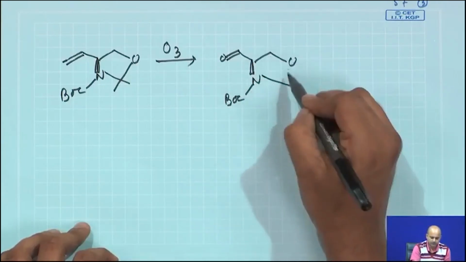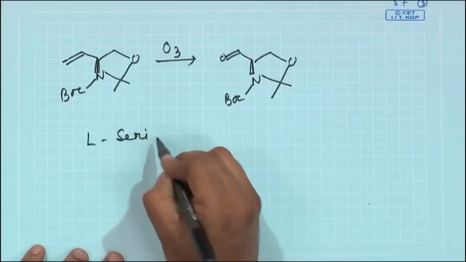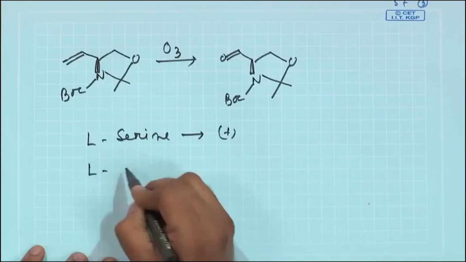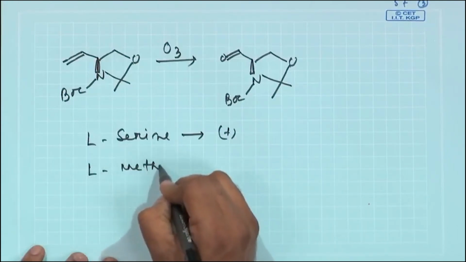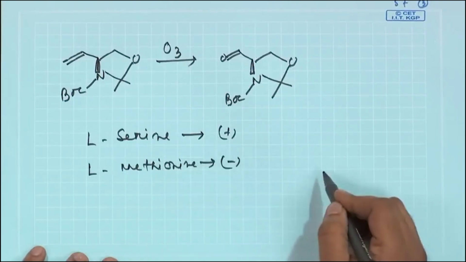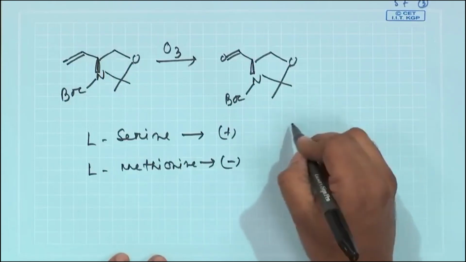So, this is nothing but the enantiomer of the Garner aldehyde. So, the same starting material or a similar kind of chiral sense. So, we are saying that L-serine gives you the plus enantiomer and L-methionine gives you the minus enantiomer. So, the divergence is basically coming from the starting material structure, though the absolute configuration on the stereogenic center remains the same.